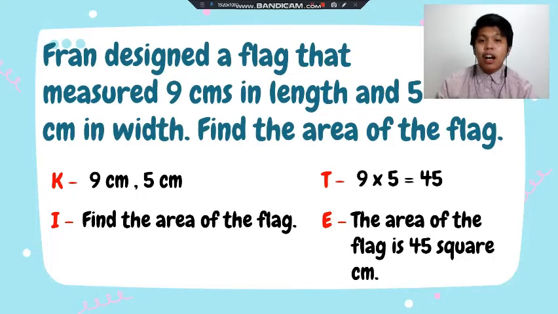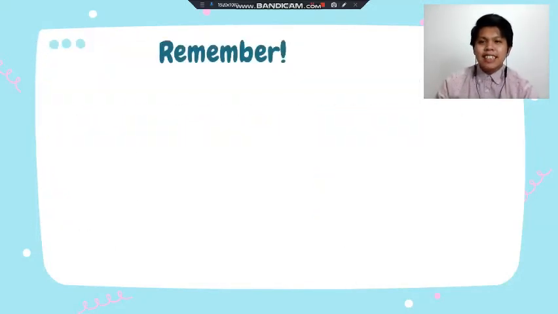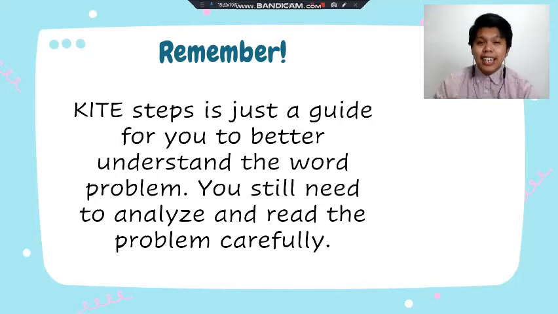Now that you remember all of that, remember class, KITE steps is just a guide for you to better understand the word problem. You still need to analyze and read the problem carefully. Also, class, always put this in mind. Not all the given is written in the symbol form of the number. Sometimes it's written in the word form. So again, you still need to analyze and read the problem. But the important thing in the KITE is that if you know the question in the problem, you will know what your final answer is going to be.